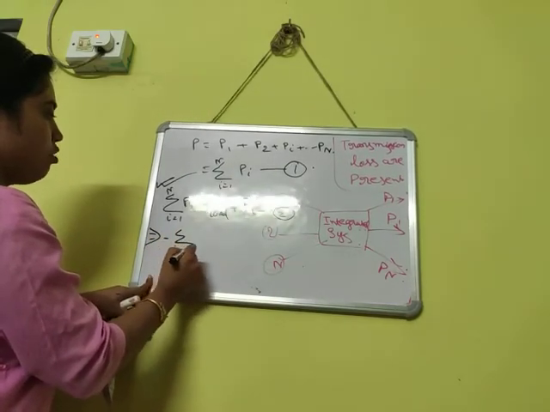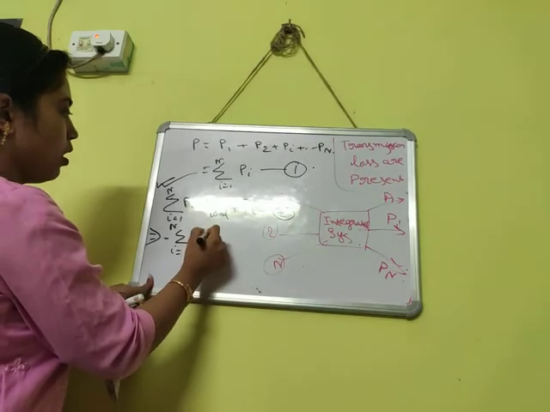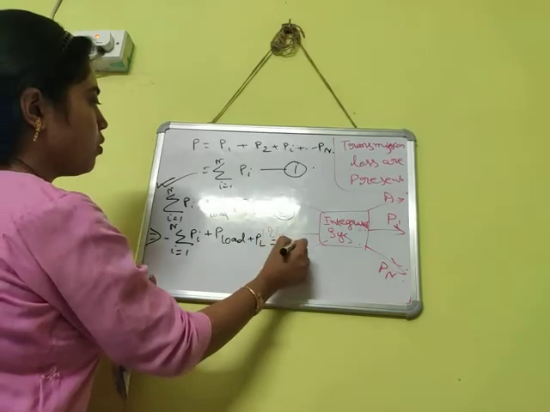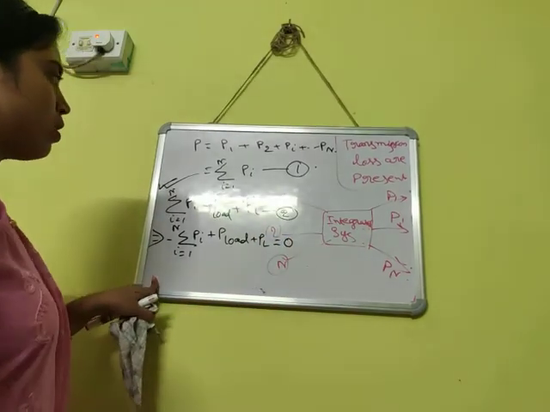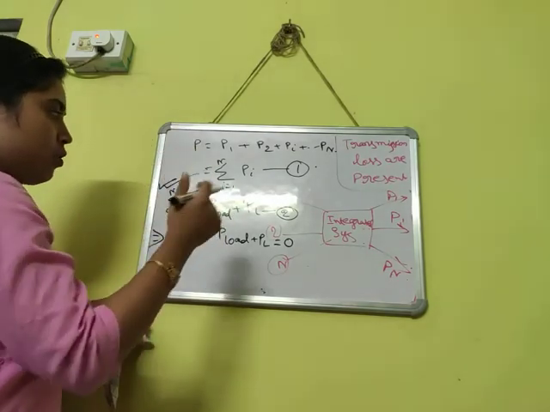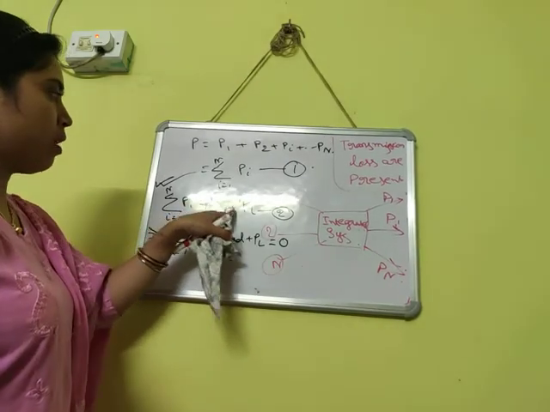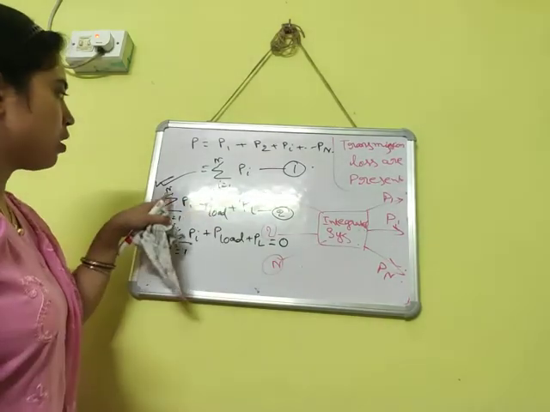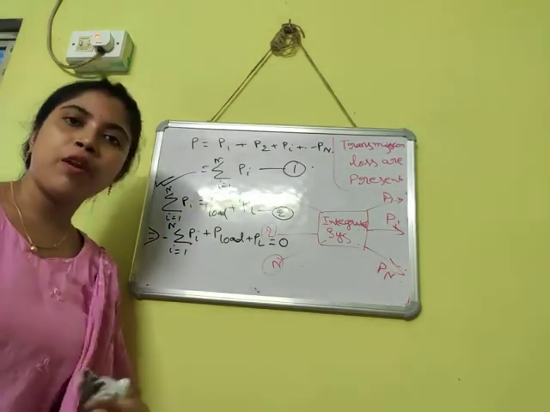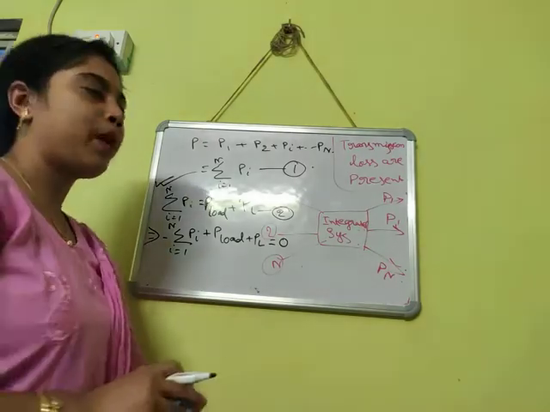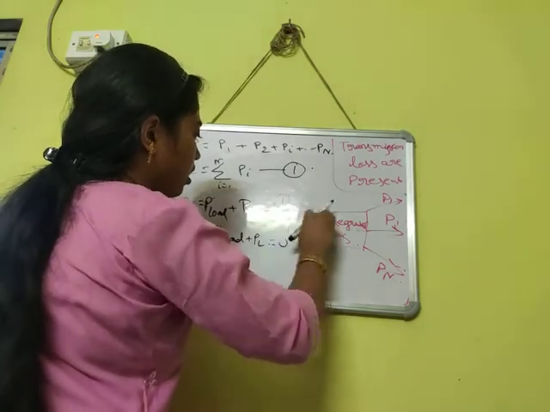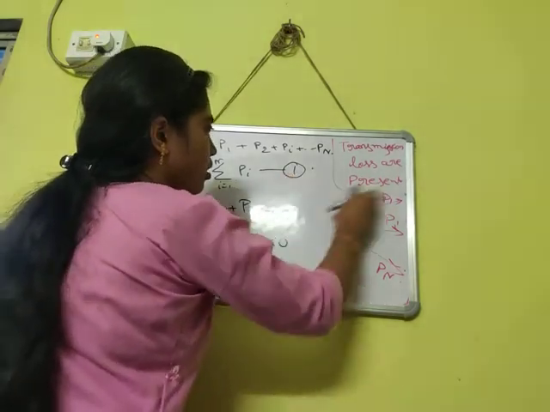So from that equation we can write minus summation of i equals 1 to n Pi plus P load plus PL, which is equal to 0. Just after rearranging it and taking the left hand side, P load plus PL minus summation of i equals 1 to n Pi equals 0. That's it. So now if we apply the Lagrangian multiplier technique, it will be like that. I am rubbing the right hand side portion.